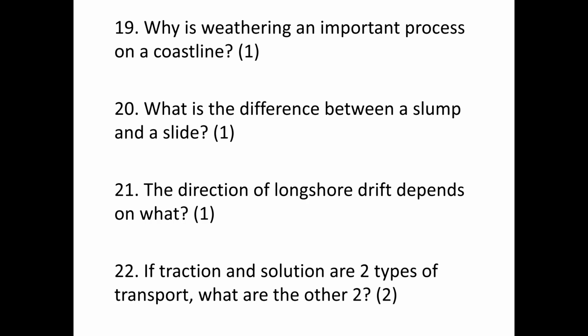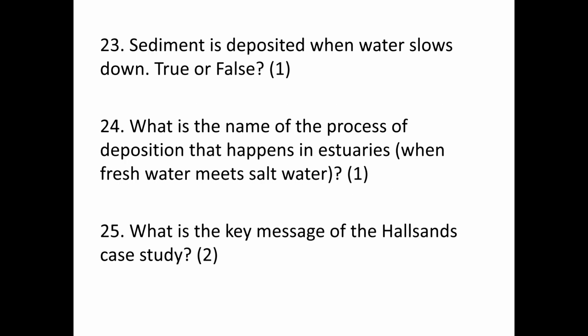Question 21, the direction of longshore drift depends on the wind direction, because swash will always happen in the direction of the wind, whereas backwash is always at 90 degrees. So your longshore drift is completely dependent on the direction the wind is blowing in. Question 22, if traction and solution are two types, what are the other two? You've got saltation and suspension. Answers for that you can find on page 13 if you need a bit more help with that.